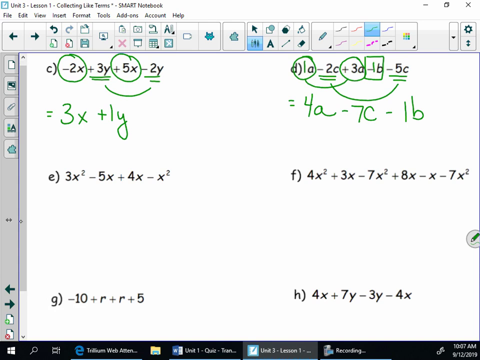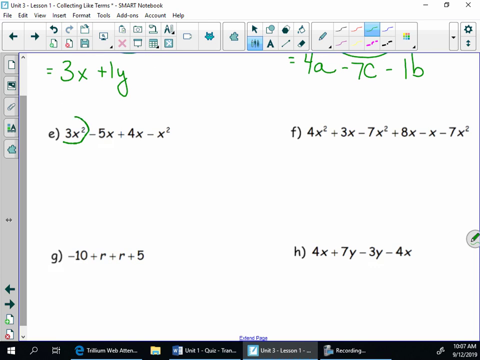Let's take a look at E here. 3x squared. Okay, so I need x squared to go with them. So 5x is no good. It doesn't have a squared. But over here at the end, the minus 1 could go with it. Okay. Negative 5x can go with positive 4x. Let's put them together. 3 minus 1 makes 2x squareds. And negative 5 and positive 4, that's negative 1, with an x attached to it. Those are different things because one has an exponent and one doesn't, even though they're the same letter.